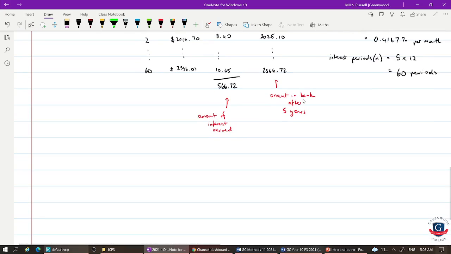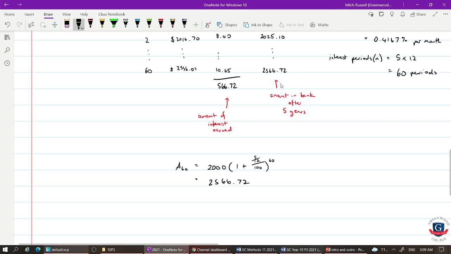Now, could we have done that with the formula? Yes, we could have. A_60, which is 5 years, is equal to A_0, which is $2,000, times (1 plus 5 divided by 12 divided by 100) to the power of 60, the number of periods required. And if we take our graphics calculator, we'll do it here: $2,000 times (1 plus 5 divided by 12 divided by 100), all to the power of 60. Lo and behold, we get 2566.72, which is the figure we get here.